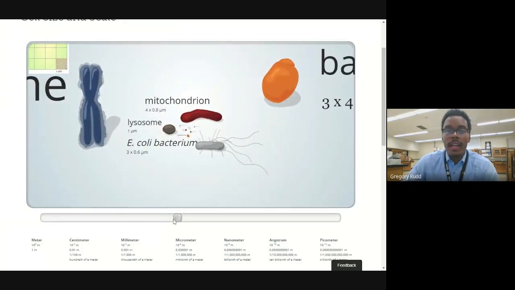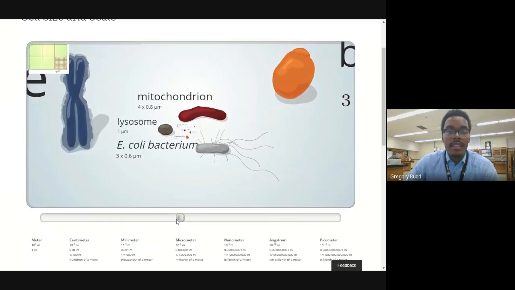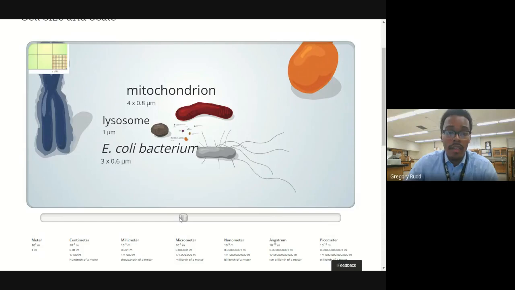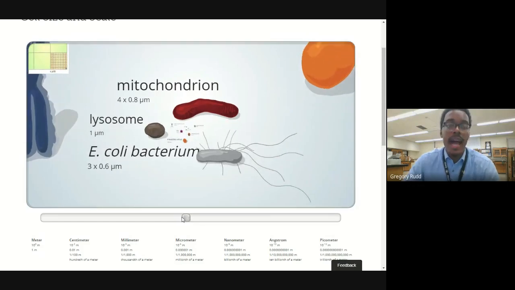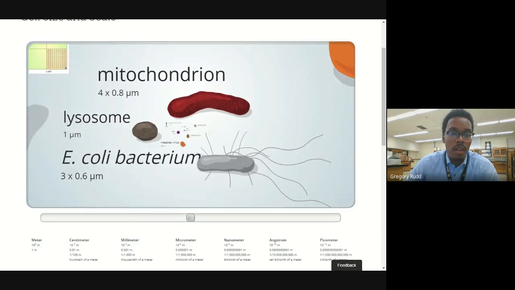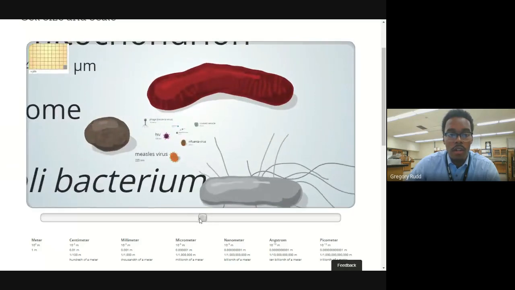Now we've got a mitochondria as well as a lysosome. Both of these are different parts of a cell, so these would go inside of most of the other cells that we just talked about. But we can go even smaller than that. You see a lysosome is only 1 micrometer in diameter, so very, very small. You cannot see this with the naked eye. You can't even really see this with most microscopes. You need pretty sophisticated microscopes to see these things. But we can go smaller than that.